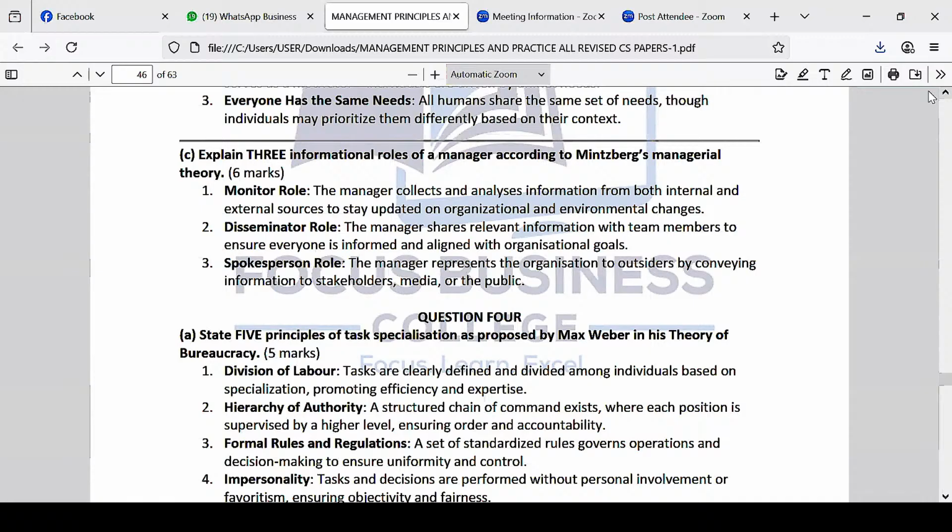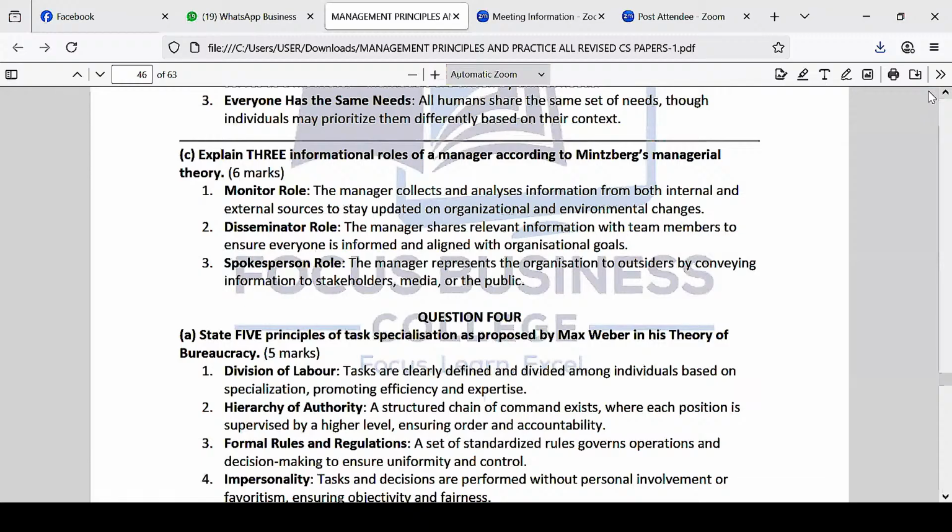Spokesperson role. As a manager also, you are the spokesperson of the company. If something goes wrong in a given company, people ask, where is the manager? Where is the CEO of this company? Mkubwa ni nani? That means what? Sometimes as a manager, when the company needs to pass some information, it will be upon you to pass that information. So that is called the informational role of a manager.